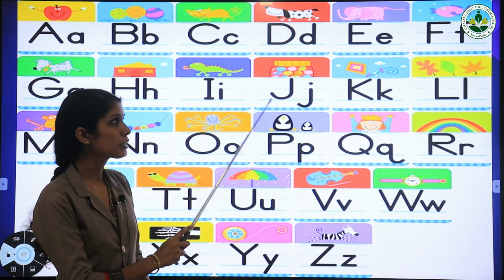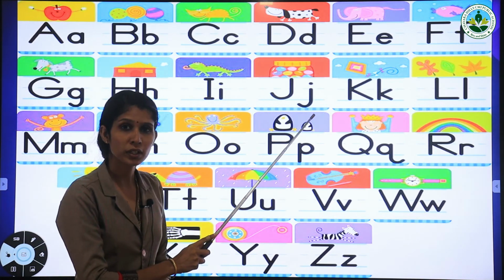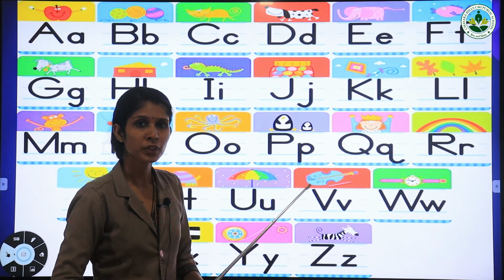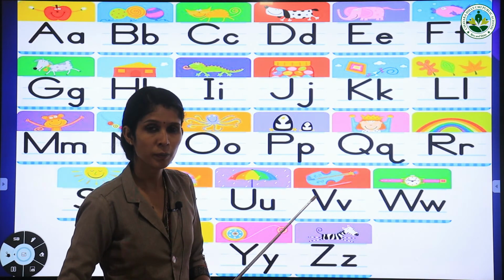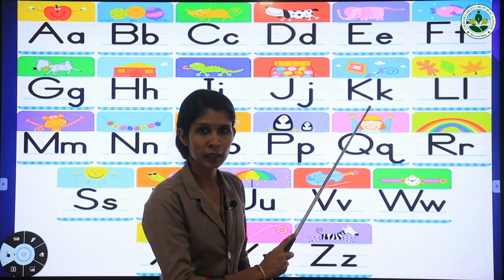Which letter is this? Capital letter J. And this one, small letter J. Say the sound of letter J. Yes, it's J. J. And our next letter, K.